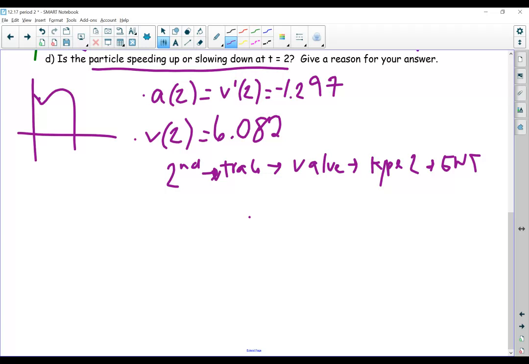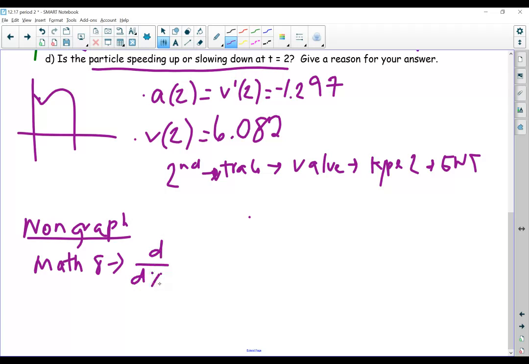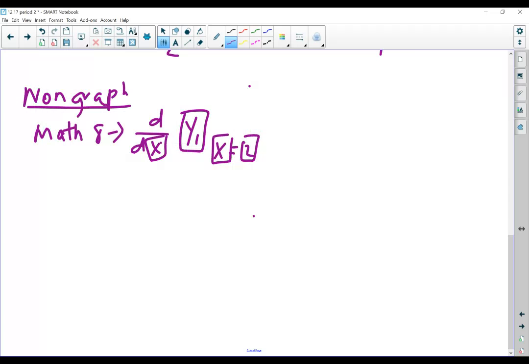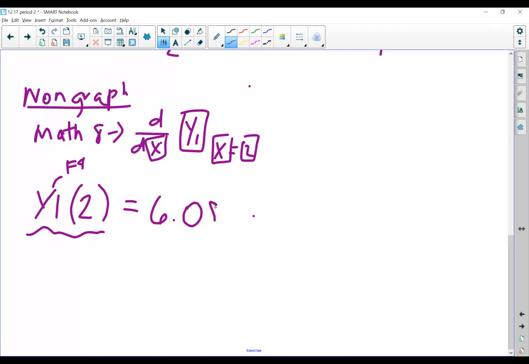Now if you are in the non-graph screen, to get a of 2, you're going to go math 8. That's going to give you d/dx. You'll type the x there. In here, you're going to put y1, and then you're going to do x equals 2 and hit enter. To get v of 2, you're just going to do y1 of 2. That y1 is under F4. If you type that and hit enter, it's going to automatically do function notation for you and give you 6.082.